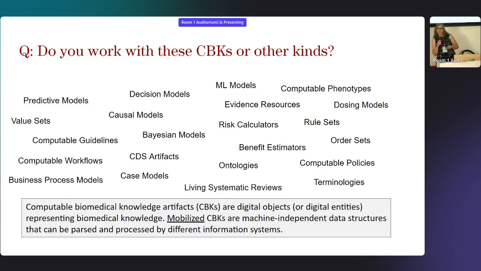And the cool thing though is that the people that we have in this group cover a lot of this area. We've got people who work with all of these different things, and we're all coming from very different perspectives about even what we think is important with computable knowledge. And even when we walked in the room, we had very different ideas about what counted as computable biomedical knowledge.